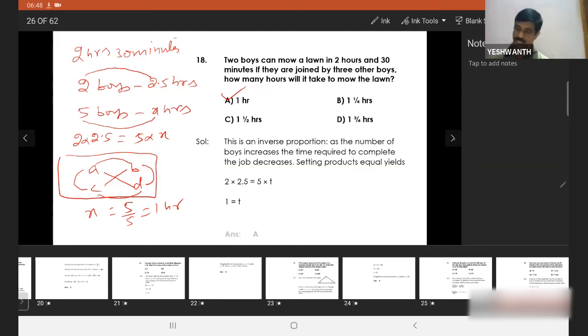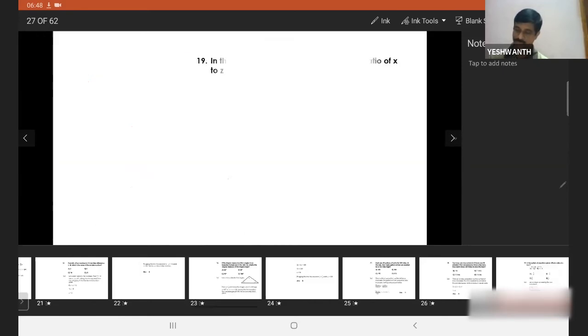Okay, let us go to the next question. In the system of equations given, what is the ratio of x to z? What is the ratio of x to z? Means we should eliminate y from this. If you eliminate y, you'll get a relation between x and z. From that, you can get the ratio.